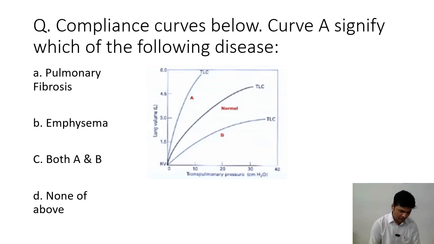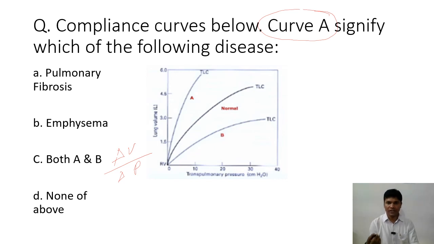Here we can see this curve is the compliance curve. Curve A signifies which of the following diseases? So this is the compliance. Simple. Compliance means volume change per unit change in pressure.